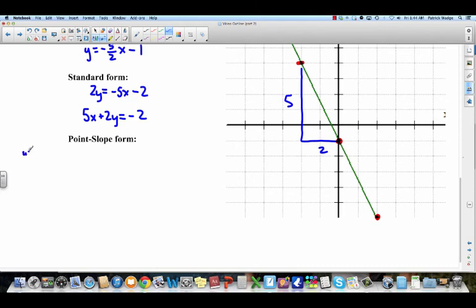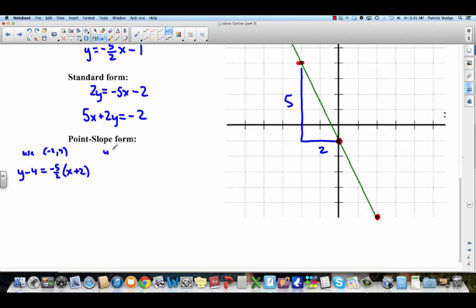This point here is negative 2, 1, 2, 3, negative 2, 4. So if you use negative 2, 4, then point slope form would be y minus the y value, so y minus 4, equals m, that's the slope. Well, we already found the slope was negative 5 over 2. And then you would do x, take away the x value here. X take away negative 2, that's x plus 2. Okay, so that's one form.